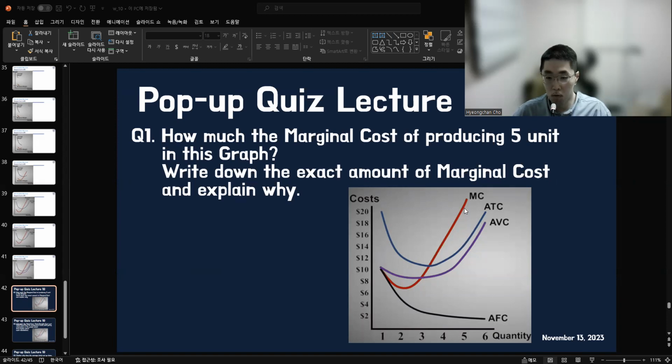This is the whole thing that I can give you as a hint. If you find this point, you can easily find the answer to question number 1. And not only write down just the number, you should write down how you found this number, with your own process. You must write down how you found the amount of marginal cost, which means you should explain why for question number 1, right? Okay, so let's move on to question number 2.